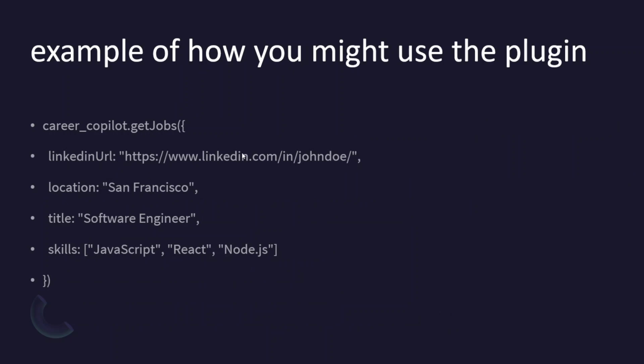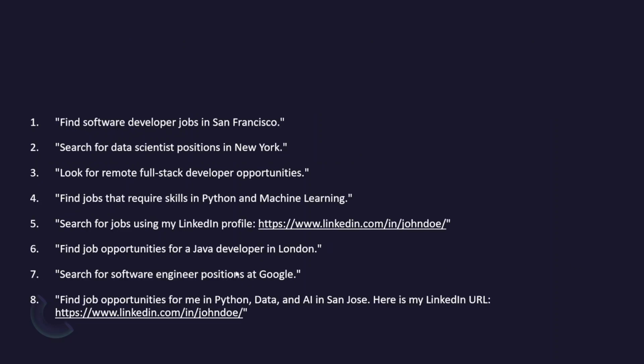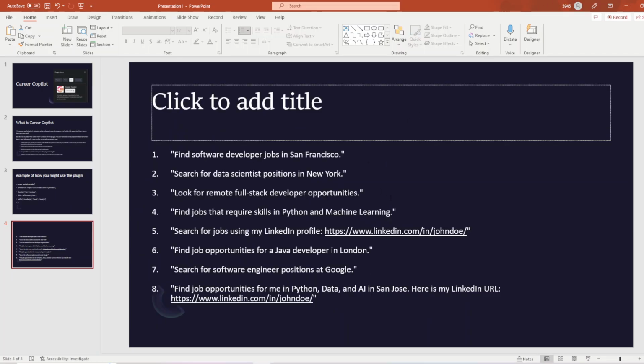For LinkedIn, just provide a URL. For location, provide the location. For title, you can list the title. For skills, you can list your skills like this, or you can list more additional skills, but this is the way to list it. Let's look at some example prompts for how Career Copilot can be used. Find software developer jobs in San Francisco, search for data scientist positions. Let's actually see how to install and try out these prompts.